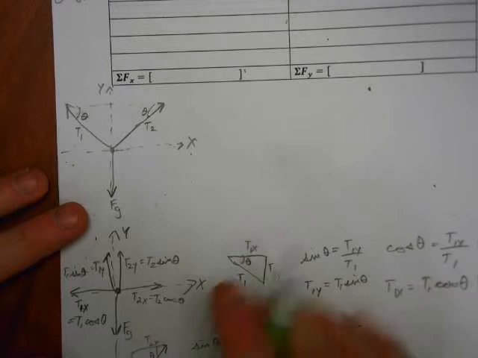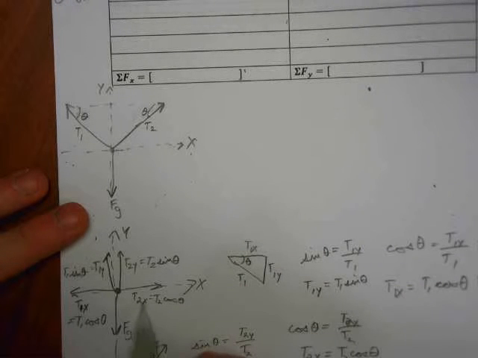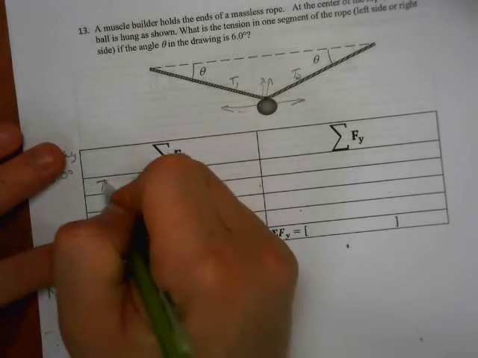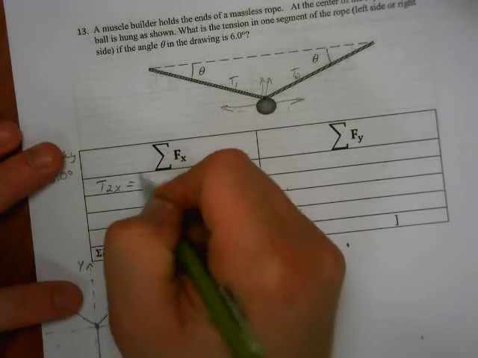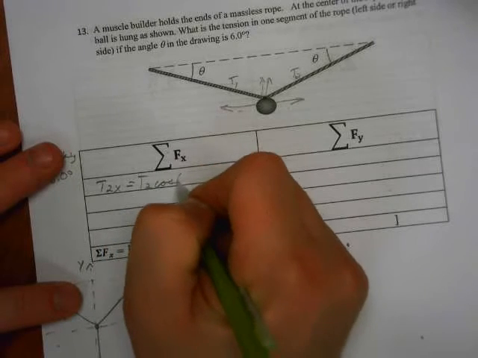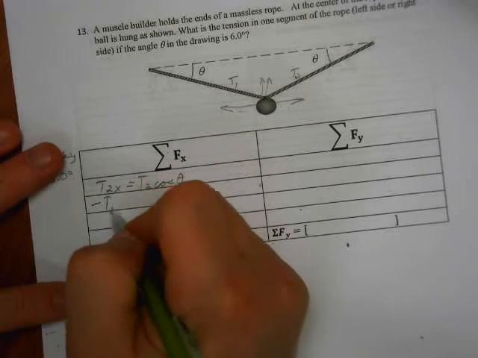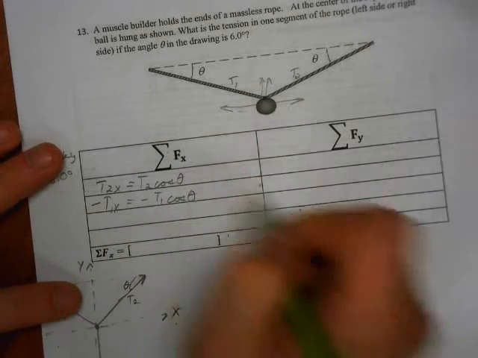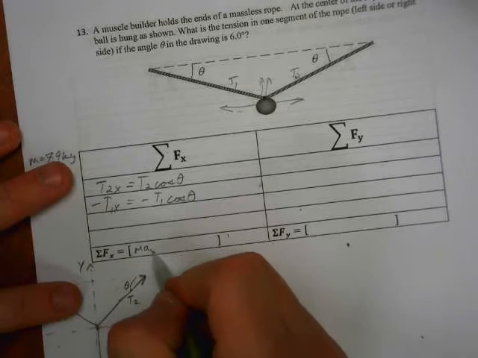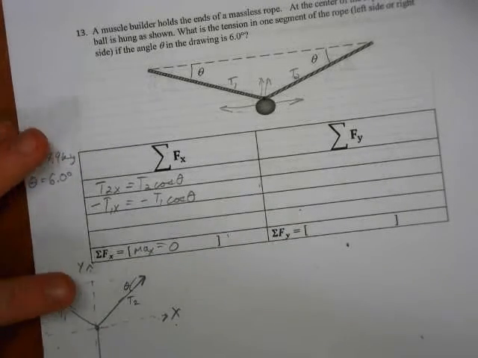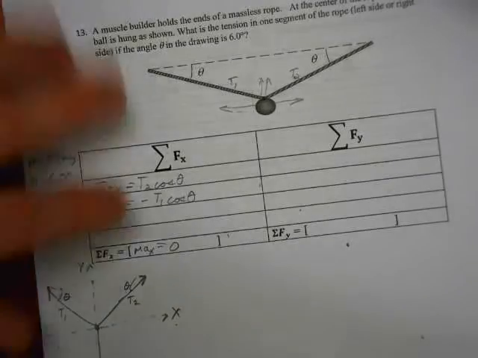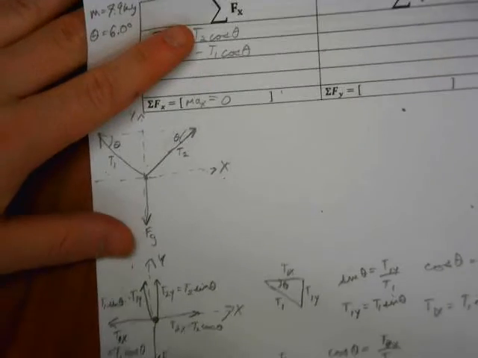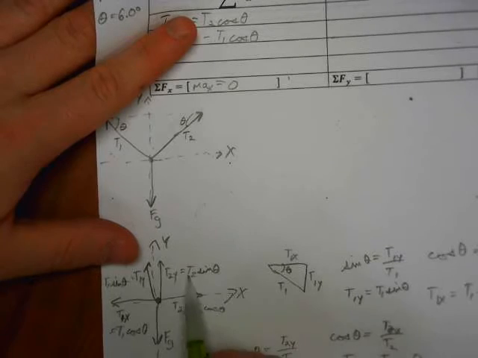So let's sum up all these forces. In the x direction, I have T2x and negative T1x. T2 cosine of theta, negative T1x, which equals negative T1 cosine of theta. And these all sum to m a x, and we know that equals 0 because there's no motion. Everything is static. All right, well, in the y direction, we have T2 sine of theta and T1 sine of theta, and we have negative Fg.